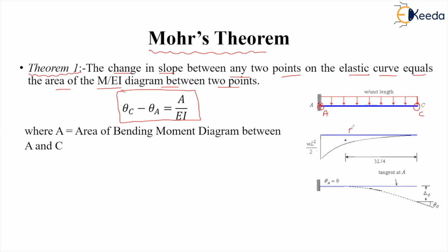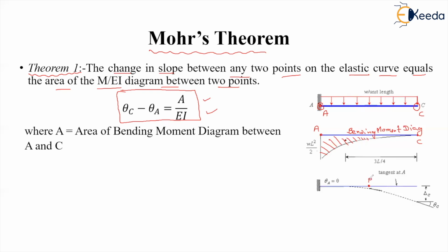This is the bending moment diagram, and we take the area of that bending moment diagram divided by EI. This will give the difference in slope at points A and C. So this is the concept of Mohr's theorem. Any other point can also be chosen. Suppose I take a point B here.